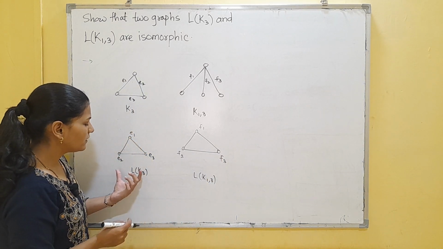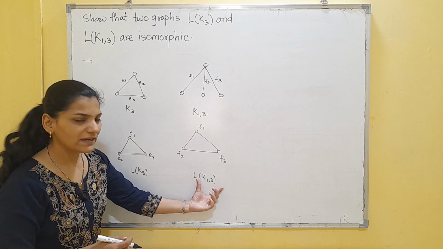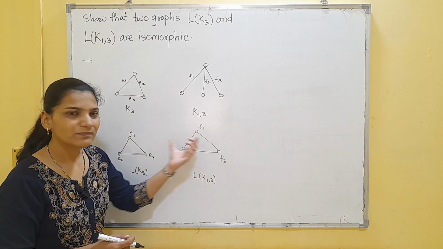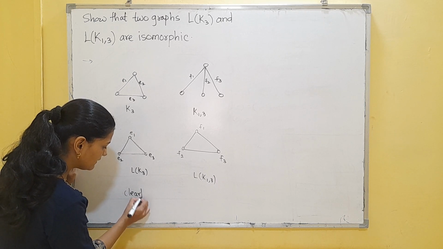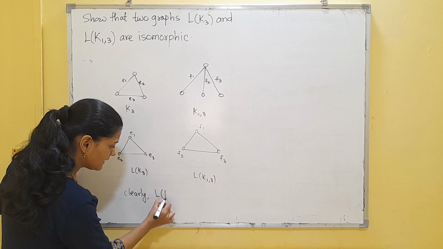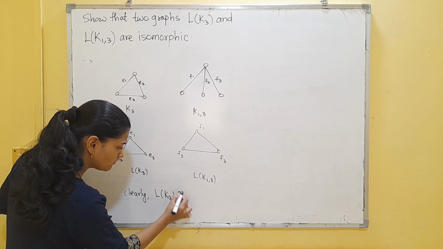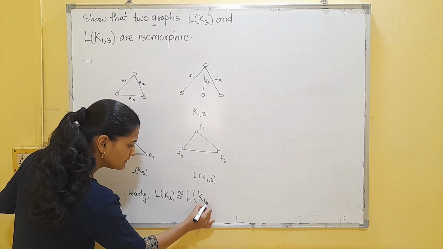So if you observe, we have L(K3) and L(K1,3) which are nothing but the same graphs. So clearly we can conclude, L(K3) is isomorphic to L(K1,3).